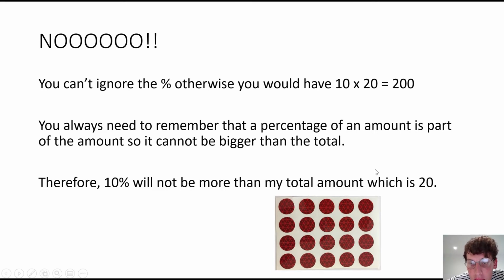Just to explain that, here our total amount is 20. 10% is part of this, so it can't be a bigger number than 20. So we can't just ignore the percentage sign and do 10 times 20. So again, you ask me, Mr. Owens, what do we do? And guess what? Again, you're in luck. I'm going to tell you.